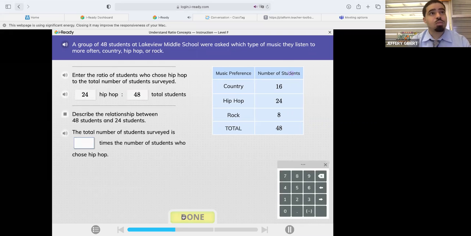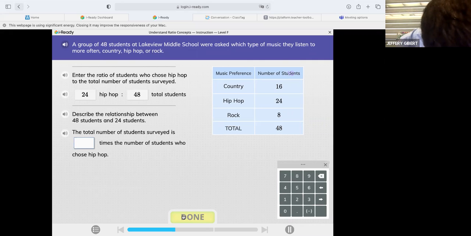Describe the relationship between 48 students and 24 students. All right, so the total number of students surveyed is blank times the number of students who chose hip hop. Farge. 3. Nope, 24 times 3 is 72. So it's got to be smaller than 3. I couldn't hear, but I think you said 2. So 2 is correct. 24 times 2 is 48.